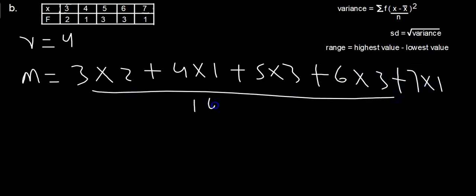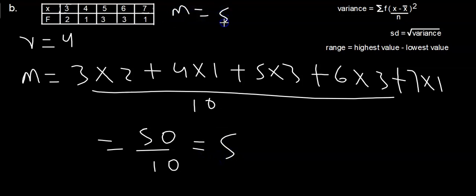So when you multiply and add this whole thing, you're gonna get 50. So this will be 50 over 10. 50 over 10 is actually 5. So the mean is 5. So my mean will be 5.